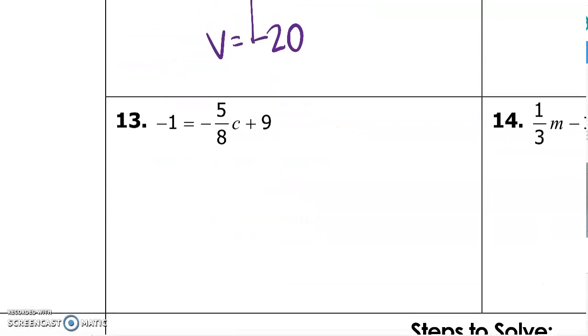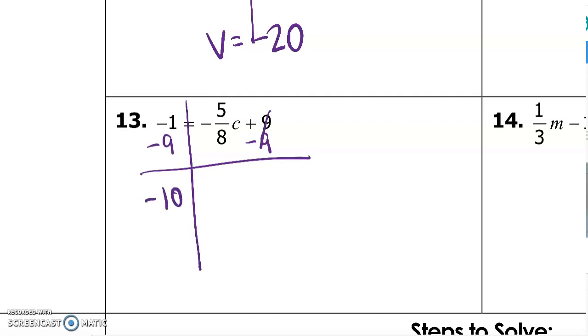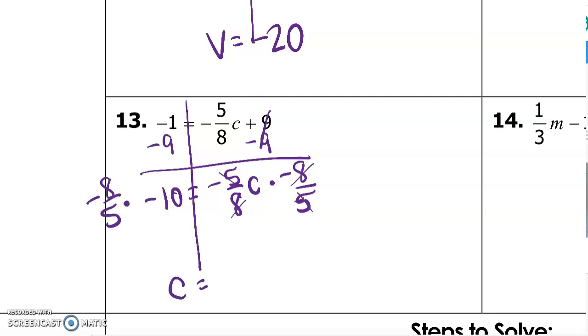Number 13 is scary with the fractions, but again, one thing at a time. You need to get rid of the 9 first. So to get rid of plus 9, we need to minus 9 from each side. Negative 10 equals negative 5/8 C. Remember, when there is a fraction that's being multiplied, we have to multiply by the reciprocal. So times negative 8 over 5, because the 5's cancel and the 8's cancel. C equals positive 16.